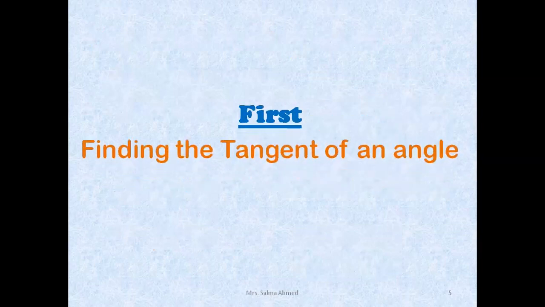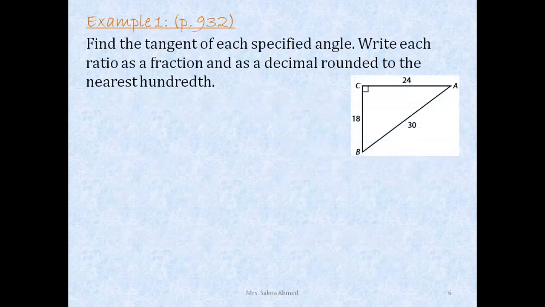First, find the tangent of an angle. Let's see this example. It will be in your books, page 932. Find the tangent of each specified angle. Write each ratio as a fraction and as a decimal rounded to the nearest hundredth. So I need to find the tangent for angle A and the tangent for angle B.